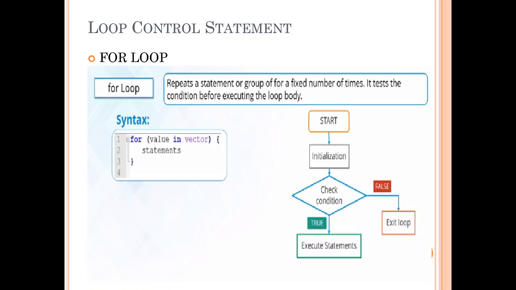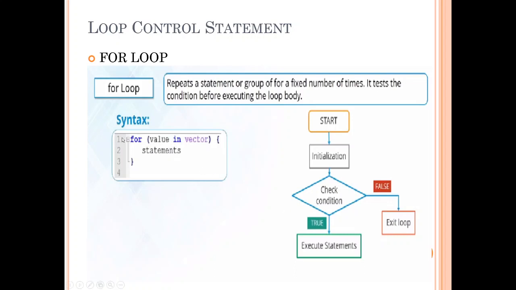So now let us begin with the loop control statements. Now there exist three types of loops: for loop, while loop and repeat loop. As we all know, for loop is used as an entry control statement wherein before entering into the loop the condition will get checked, and if it is found to be true then the loop will be executed.